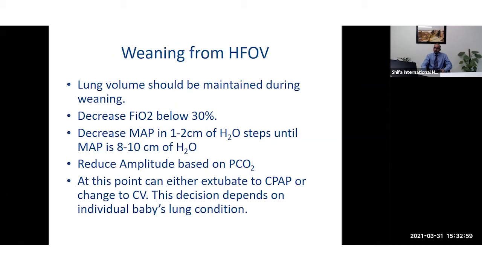Once the baby has been stabilized, then we can start weaning from high frequency ventilation. However, the key thing is that we need to make sure that we keep the lung volume during the period of weaning. The aim is initially to reduce the FiO2 down to 30 to 40%, and then slowly start reducing the MAP in decrements of 1 to 2 centimeters of water until the MAP is around 8 to 10 centimeters of water. And similarly, the amplitude is reduced based on the CO2. The frequency, as I mentioned before, is usually not changed very much.